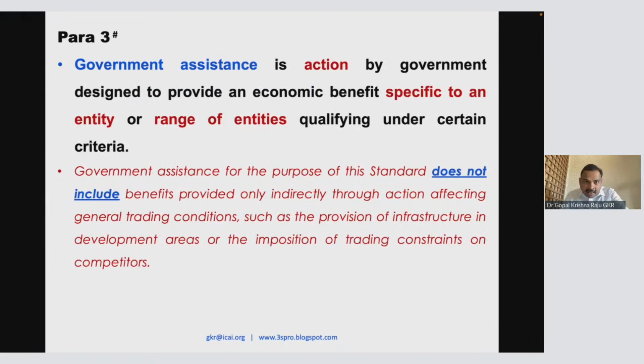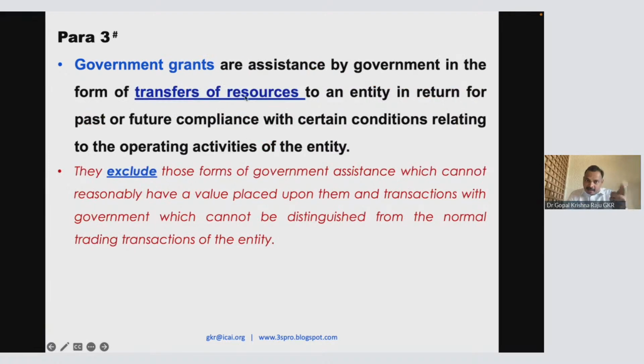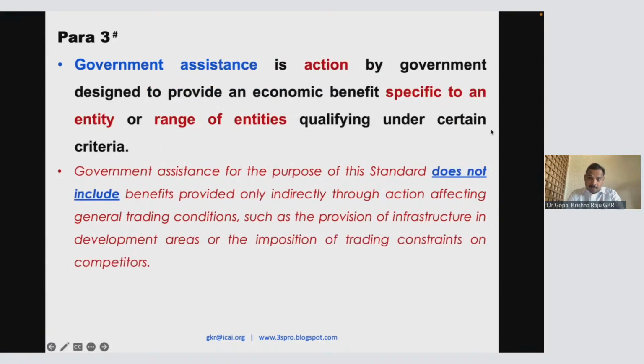But here, there is no transfer of resources. It provides economic benefits specific to an entity qualifying certain criteria. This qualifying is very important. Now look at this. Transfer of resources with certain conditions relating to conditions is different; qualification is different. You qualify certain criteria, you are given a benefit. Now, I'll give an example.